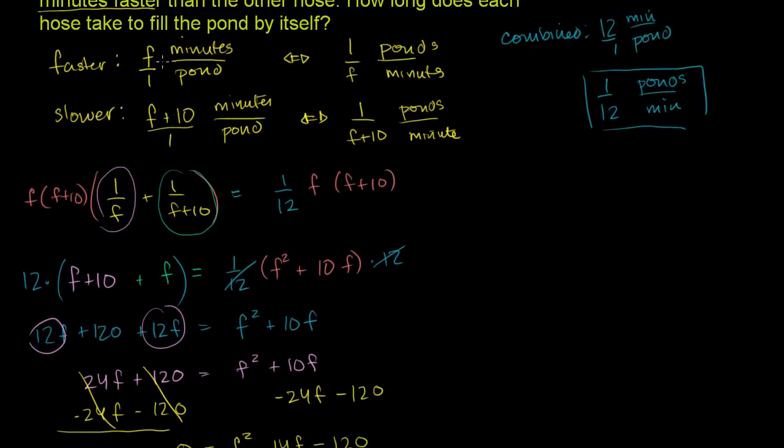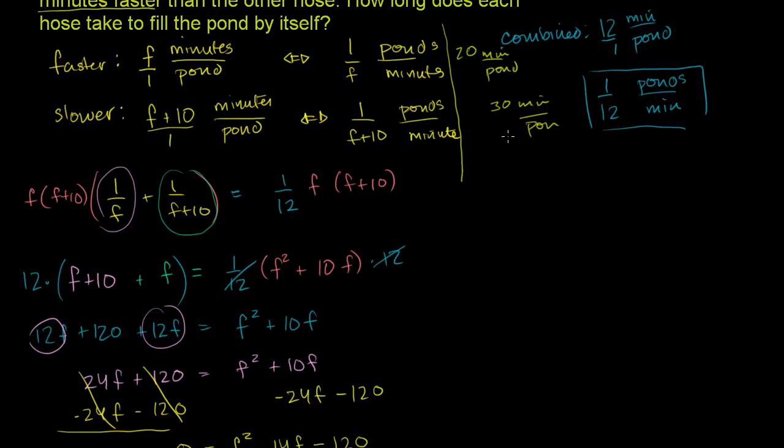So the faster hose takes 20 minutes per pond. I'll write it here: 20 minutes per pond is the fast hose. And then the slower hose takes 10 minutes more. It's f plus 10, so it takes 30 minutes per pond. And we're done. The faster hose takes 20 minutes. The slower hose takes 30 minutes per pond.